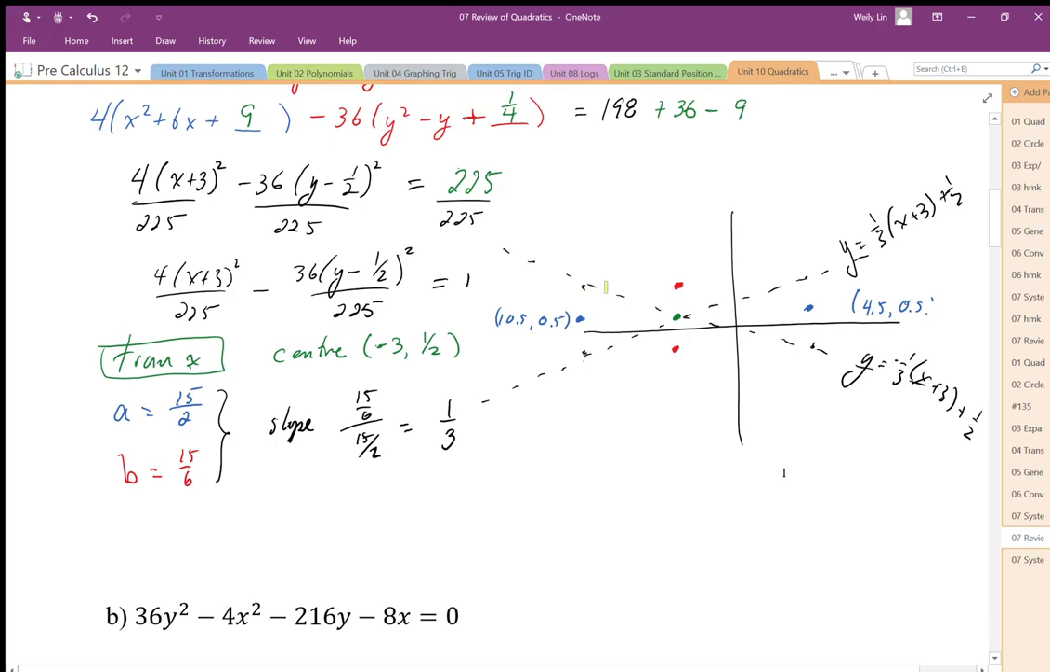I'm just going to highlight the rectangle I'm using to draw the asymptotes, and then I'm going to draw in my hyperbola as a trans x hyperbola. Okay, so there we go.